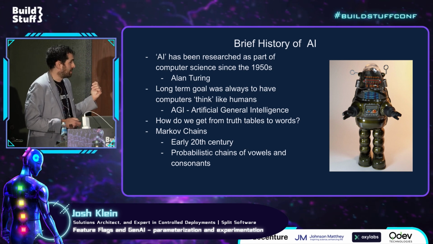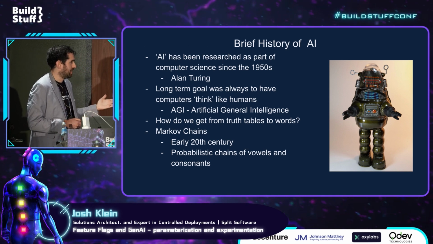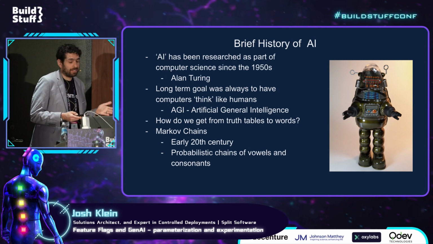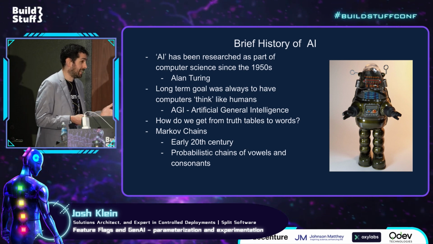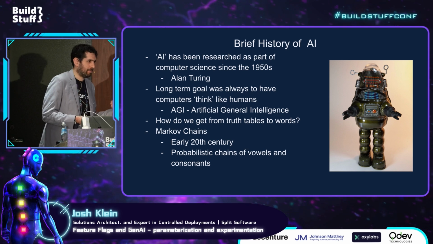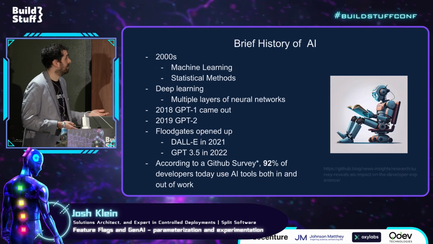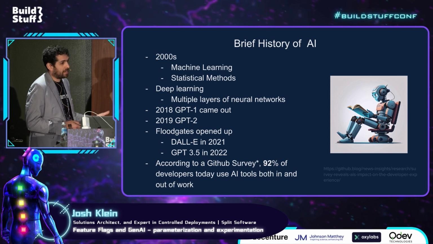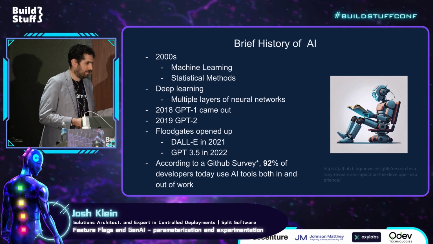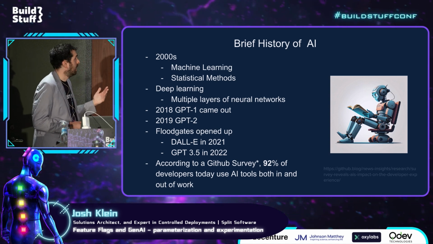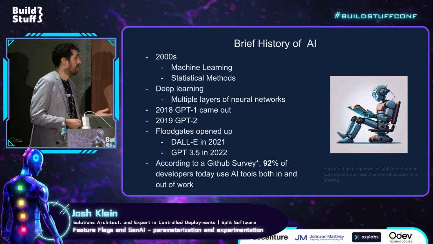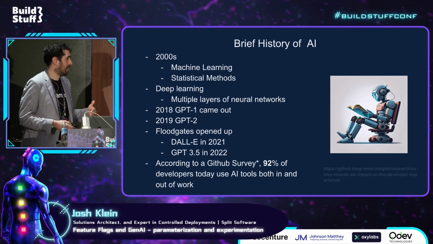Then they looked at Markov chains and neural networks, like probabilistic chains of vowels and consonants, trying to figure out how to form sentences that make sense based upon the things that you're asking, right? If you were a software engineer in the 2000s, like 2009, 10, 11, 12, machine learning, ML, was popular, and it's obviously still getting more popular along with deep learning and neural networks.